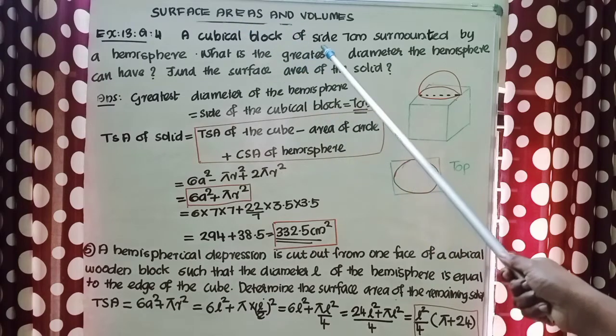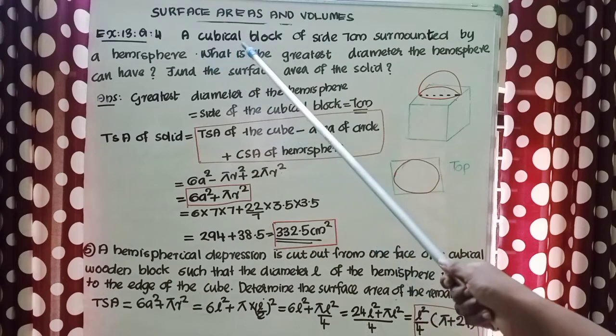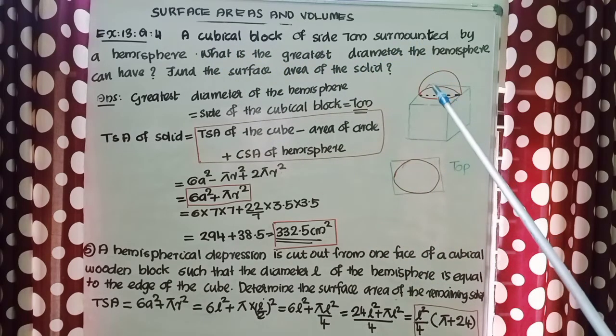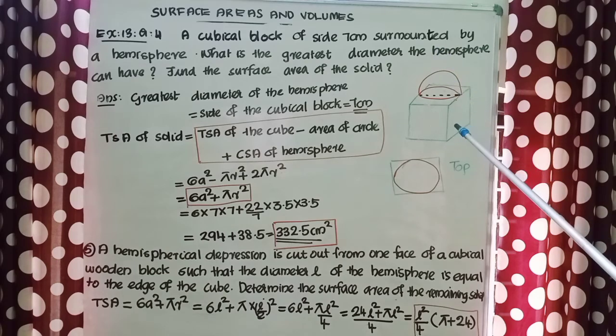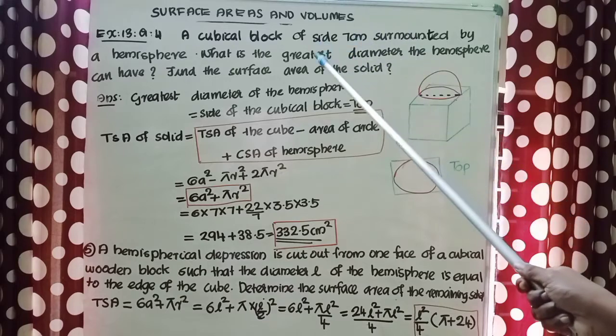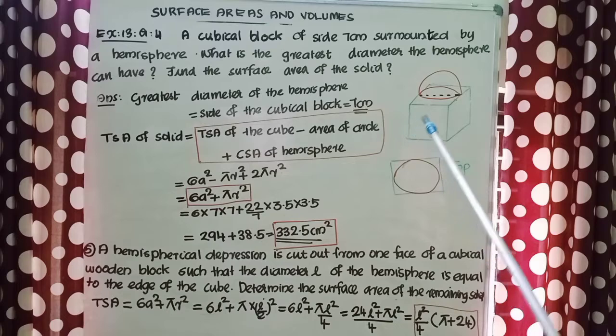A cubical block of side 7 centimeter surmounted by a hemisphere. What is the greatest diameter of the hemisphere can have? Find the surface area of the solid. So here I have drawn the figure. There is a cubical block and a hemisphere is surmounted on it. So the first question is, what is the greatest diameter the hemisphere can have?